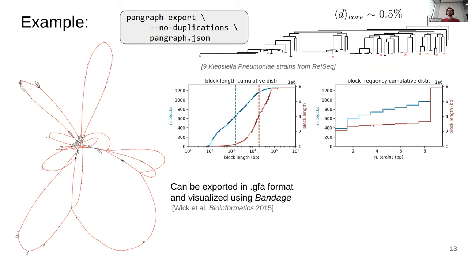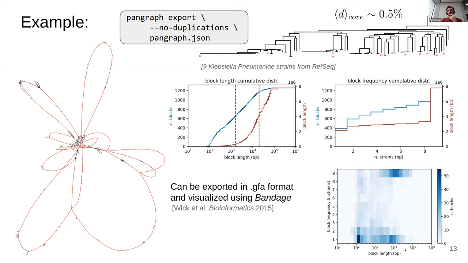I can also look at the frequency of blocks. For every block, I can check in how many strains it is present. Blocks that are present in only one strain will be private accessory blocks, while blocks present in all of the 9 strains will be core blocks. And again, if I weight blocks by length, the red curve, I see that most of the sequence is either in very private blocks that are present in only one strain, or in conserved blocks that are common to every strain. So again, this is a cumulative distribution.